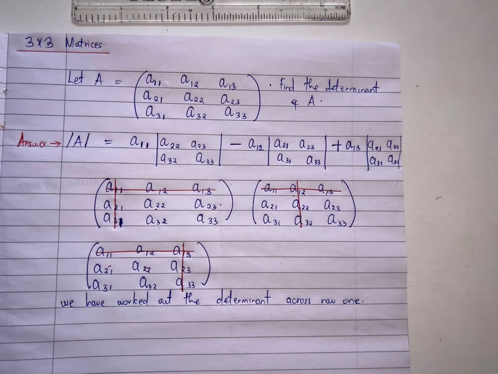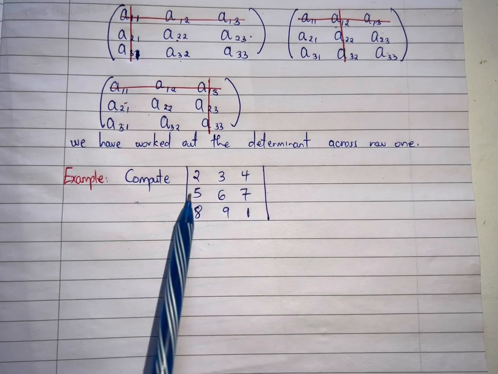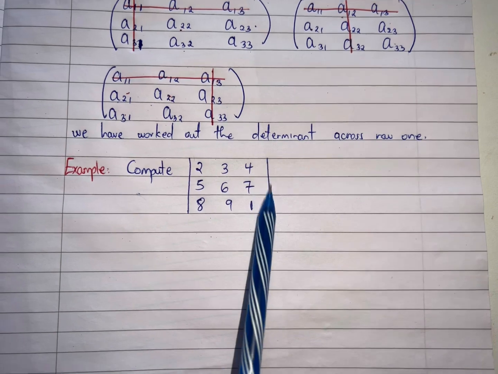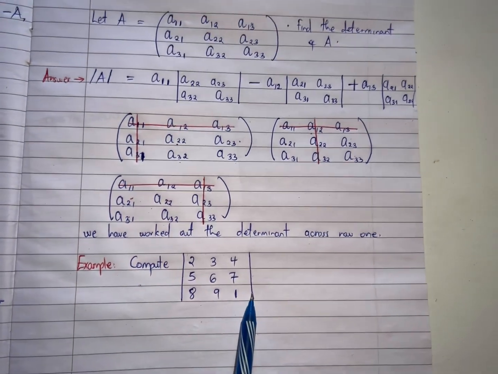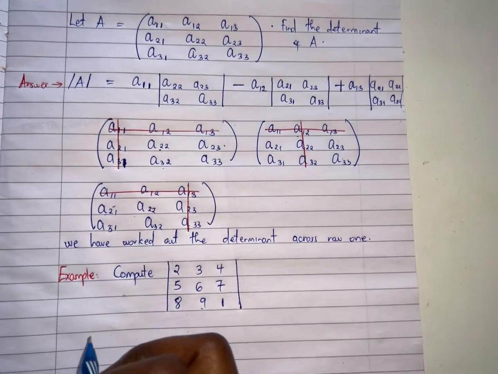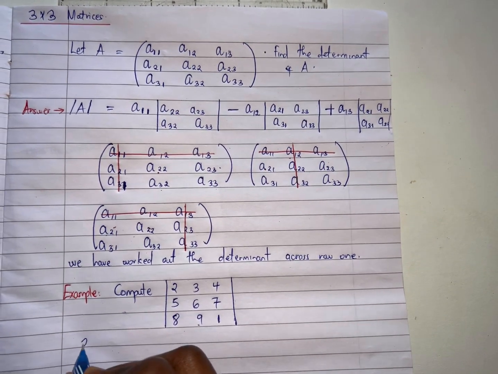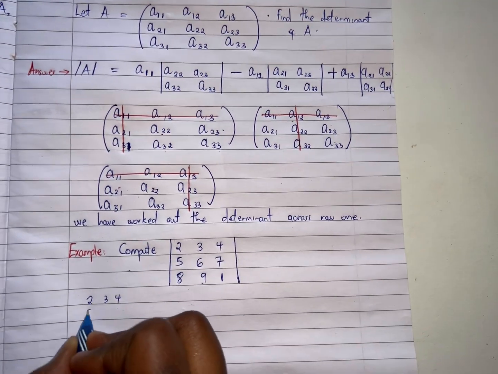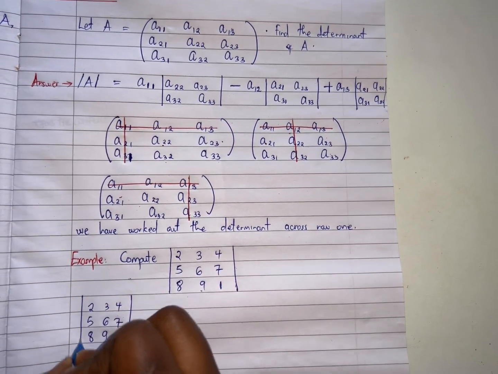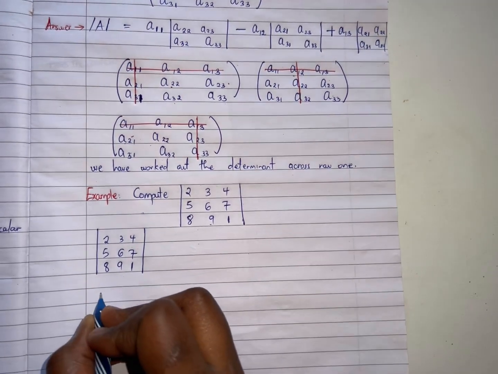So on to the first example. We're being told to compute 2, 3, 4, 5, 6, 7, 8, 9, 1. You can see here the values are not in brackets, so the question is simply telling you to find the determinant. And you remember our formula. Don't forget that. We're going to cancel each row and column where 2 exists, each row and column where 3 exists, and each row and column where 4 exists, to find the values you need to work out this question.